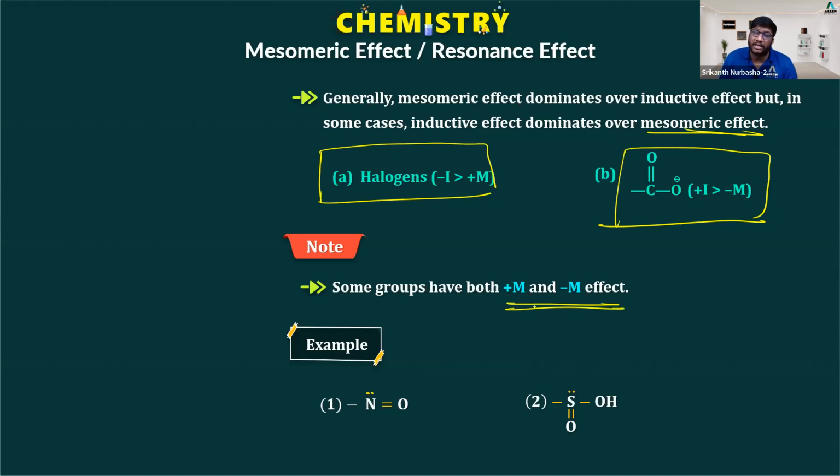You may ask a question, sir, whenever a group has both plus M and minus M, which is dominant? Plus M is dominant or minus M is dominant? That depends upon the reaction system as well. The group shows plus M and minus M both. You have to think of what reactants are there in that particular reaction mixture so that you can understand the total course flow of the reaction.